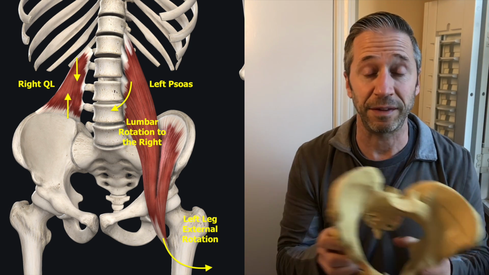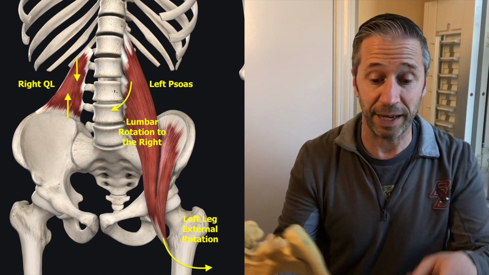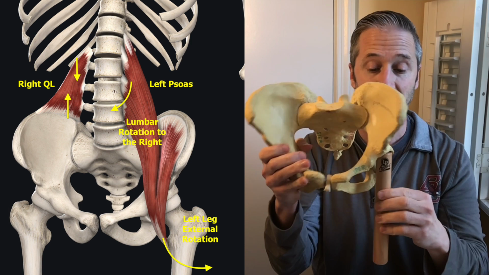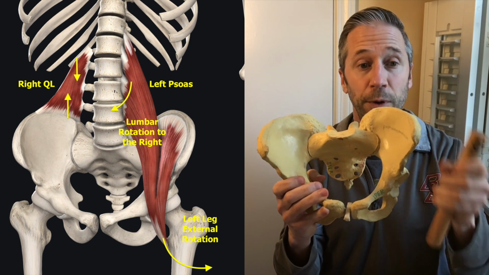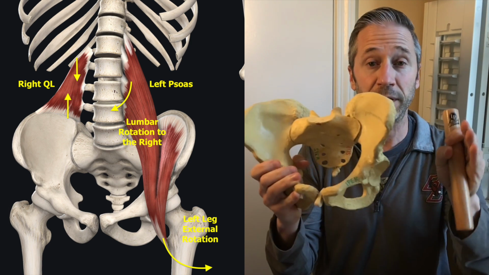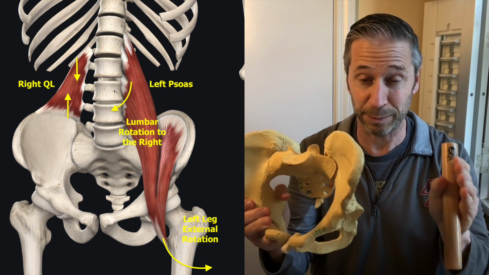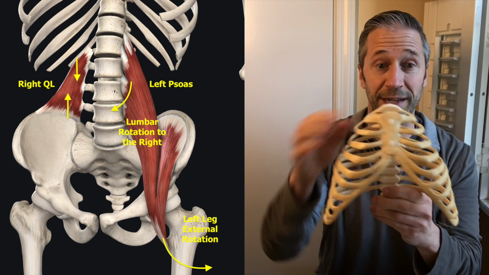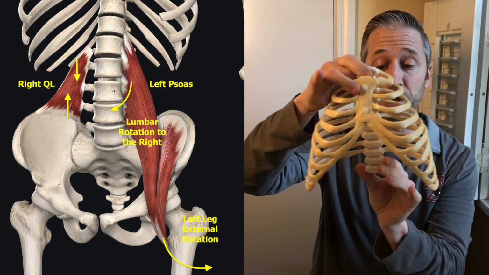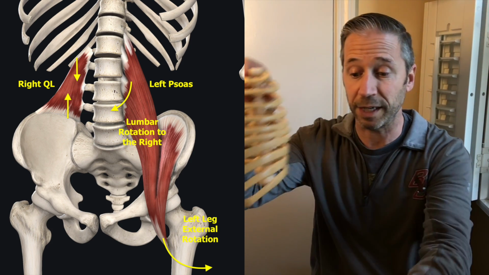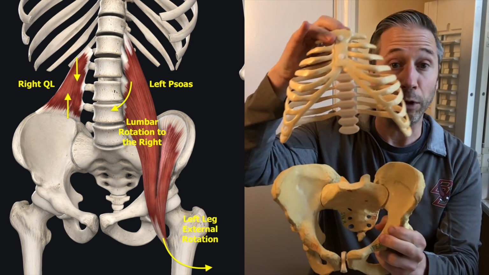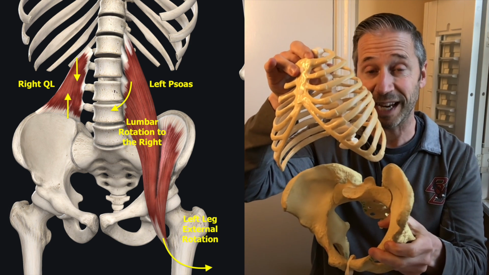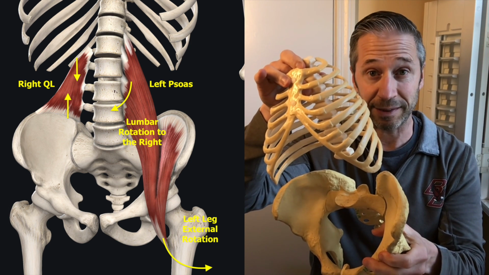The left psoas, on the other hand, attaches to the lumbar spine on the left, but then it attaches to the left leg, and so it pulls both of those. When you just look at their influence on the lumbar spine, this is important. The right QL and the left psoas have a combined effect of turning the lumbar spine to the right, along with the pelvis. So if the lumbar spine goes to the right, the pelvis goes with it, and that's what establishes the left AIC pattern.